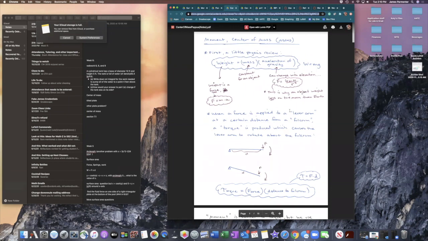When a force is applied to a lever arm a certain distance from a fulcrum, a torque is produced, which causes the lever arm to rotate about the fulcrum. So if you've got some fulcrum over here, can you guys see where I'm pointing, some length d away from some force being applied to the lever arm, then you're applying a torque, which is a force times a distance. If you apply the same force at a greater distance away from the fulcrum, you're exerting more torque because that lever arm gives you a mechanical advantage.